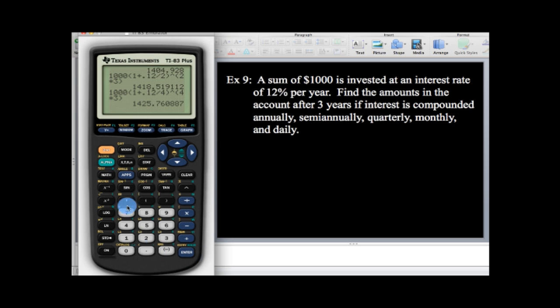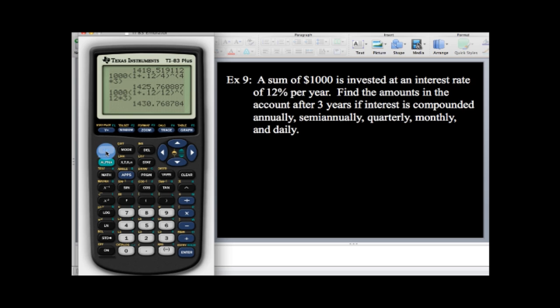Then, when we do monthly, again, second enter will put that in for us, but notice this time I can't just replace the 4 because if I put in the 1 it's going to type over this. So I have to do second delete, and that's the insert key, and then I can put my 2 in there. Same thing for this one. Second insert, I'll put my 2 in. And notice our answer here is $1,430.77, so about $5 more if you compound it monthly.